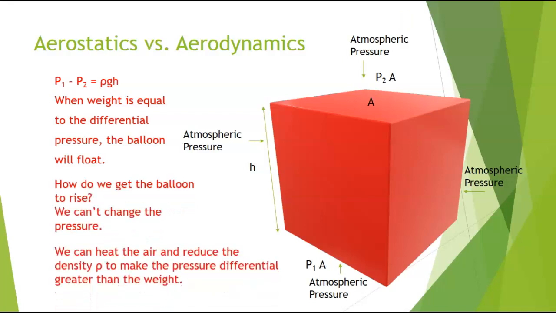But how do we get the balloon to rise? We can't change the pressure. We can't change P1 or P2. All we can do is reduce the density to make the pressure differential greater than the weight. And we do that by heating the air. So that's why in a hot air balloon, as we heat the air, the density of the air in the balloon becomes less, and that reduces that side of the equation, allowing the balloon to rise.